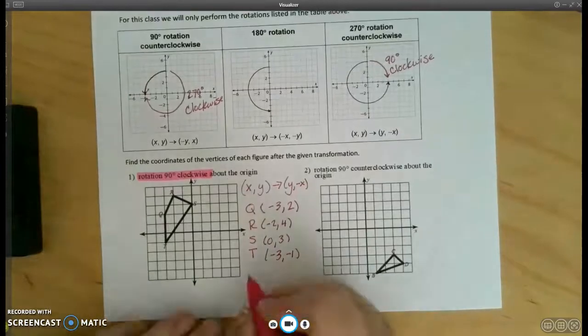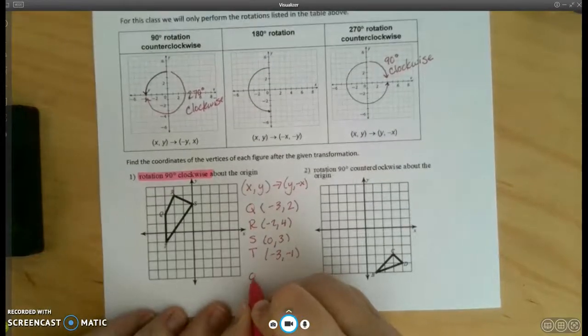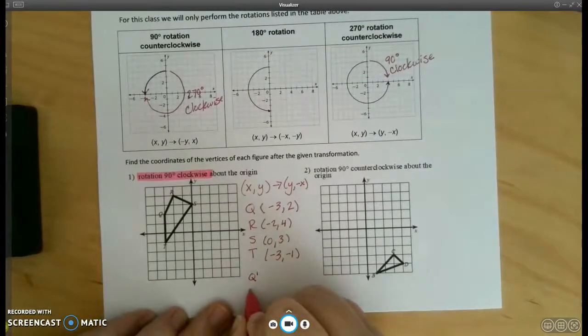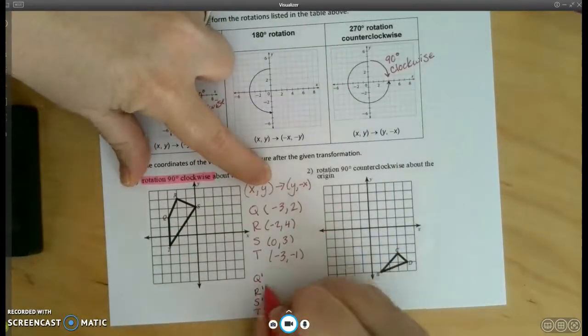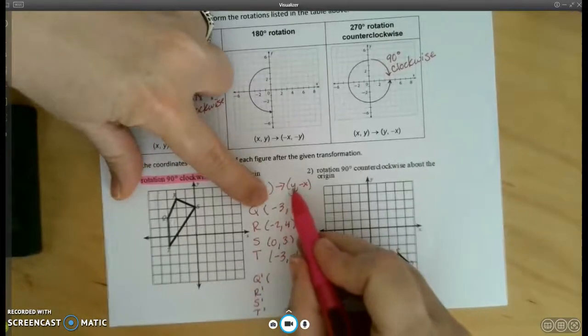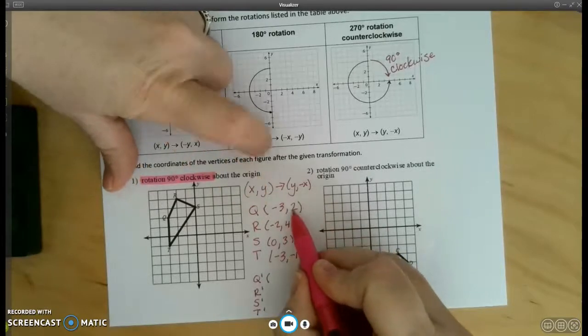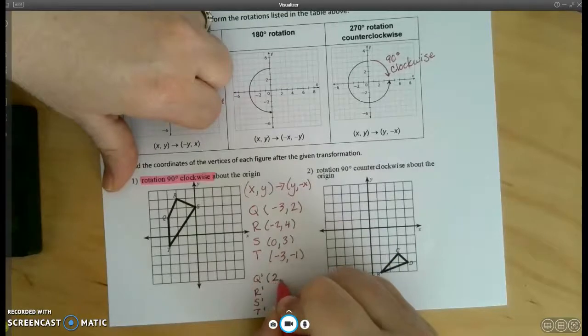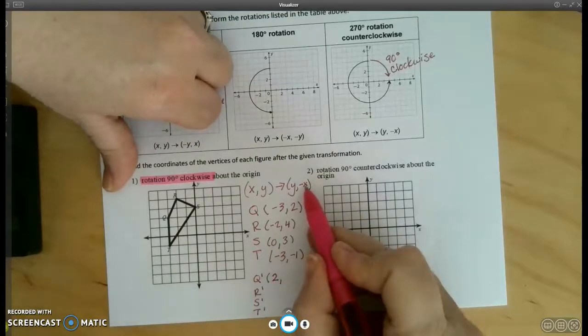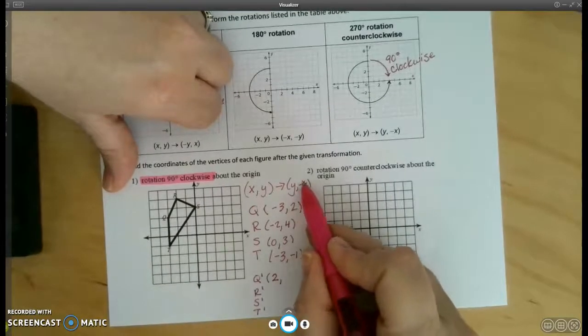So when I rotate it, I'm going to get Q prime, R prime, S prime, and T prime. So what it's saying right here, this notation says Q prime is going to be what was the Y value in regular Q is now going to come first, and then the X value is going to come second, but I have to take the opposite of it.